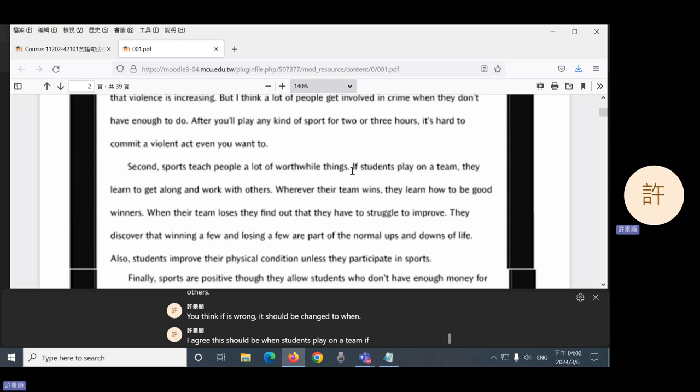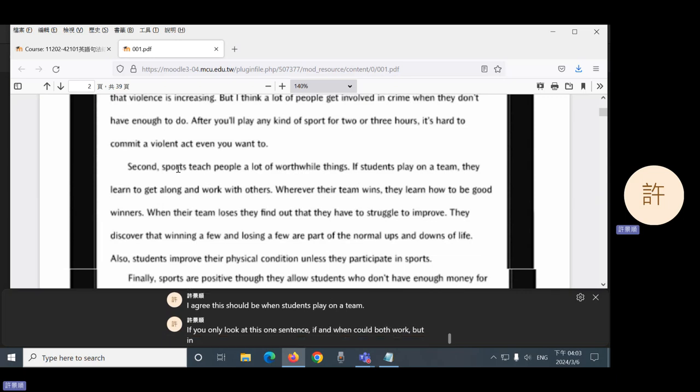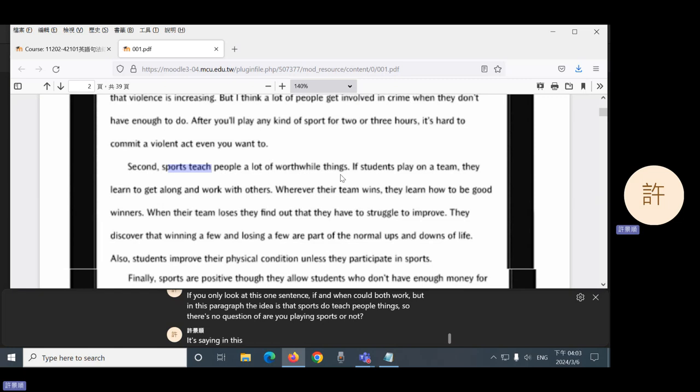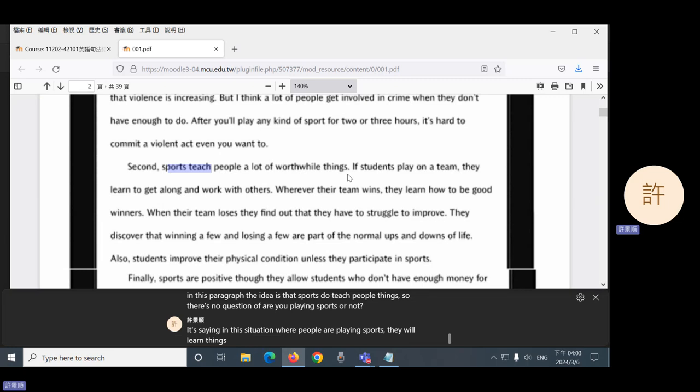If you only look at this one sentence, if and when could both work. But in this paragraph, the idea is that sports do teach people things. So there's no question of, are you playing sports or not? It's saying, in this situation where people are playing sports, they will learn things. So it's not if, it is when.